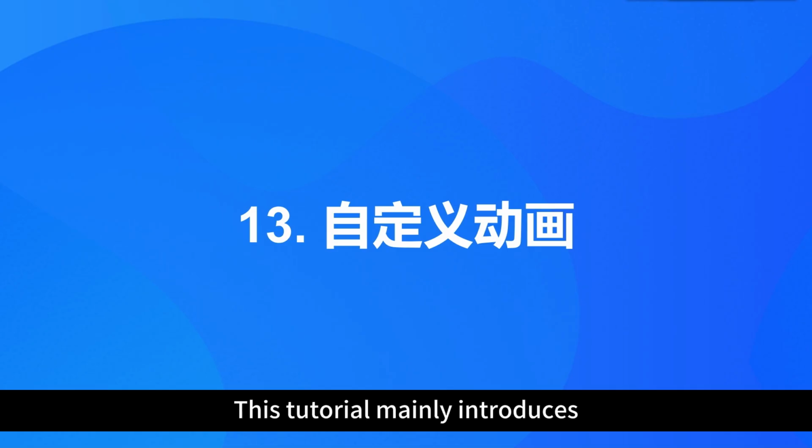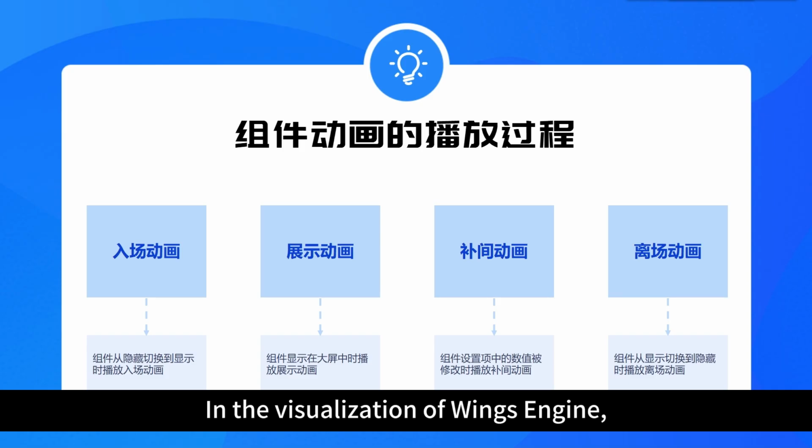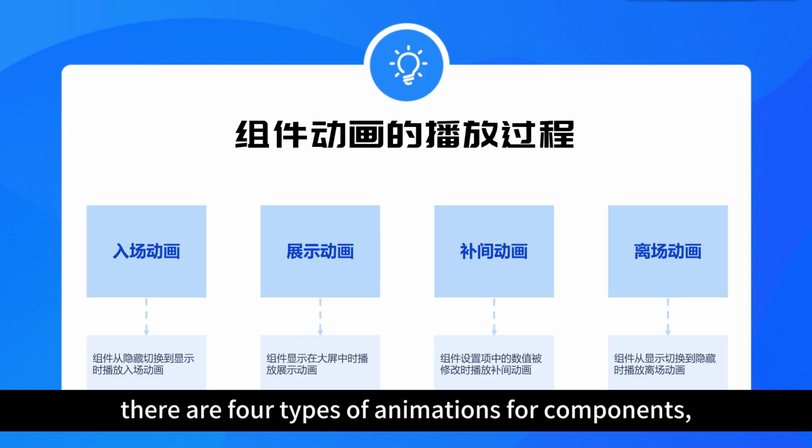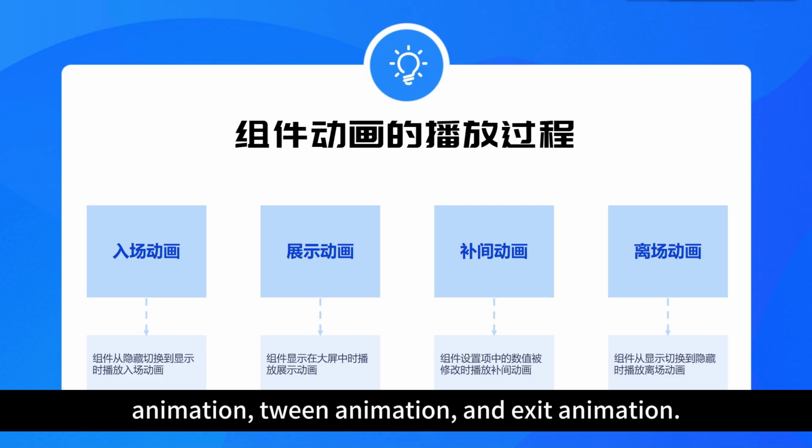This tutorial mainly introduces how to set custom animations for components in the visualization of Wings engine. There are 4 types of animations for components, which are entrance animation, display animation, tween animation, and exit animation.